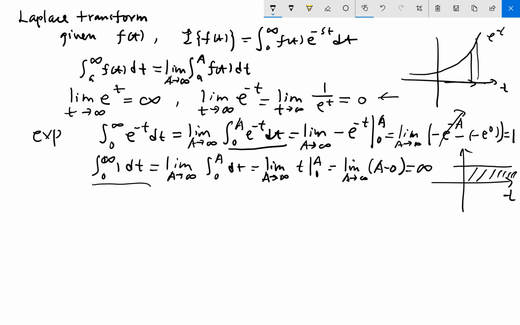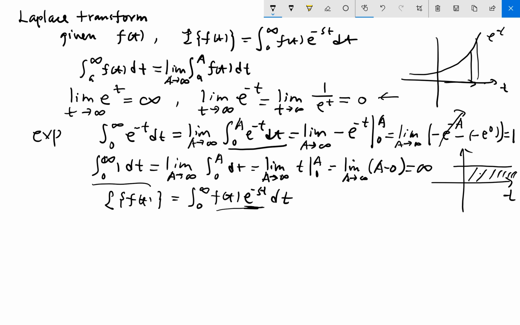Now let's go back to Laplace transform. The Laplace transform of a function f(t) has been defined as an improper integral of f(t) e to the negative st. For this improper integral to converge, we know f(t) cannot grow too fast. Since e to the negative st goes to 0 very fast, for most functions we know, for example f(t) equal to t, this improper integral converges. For most functions, their Laplace transform exists.